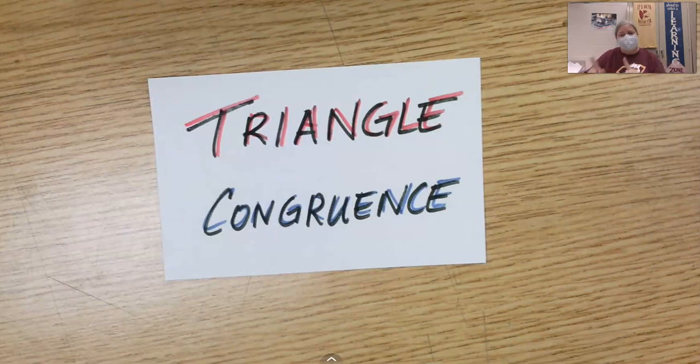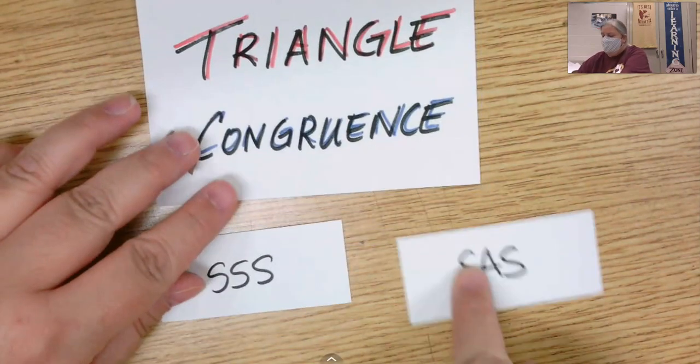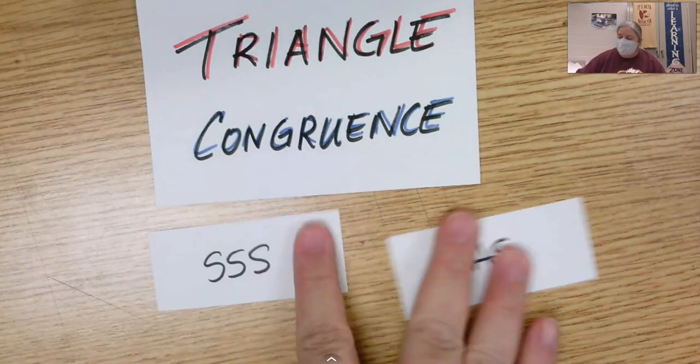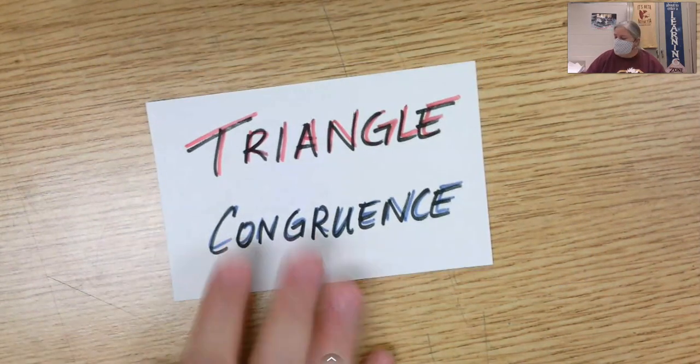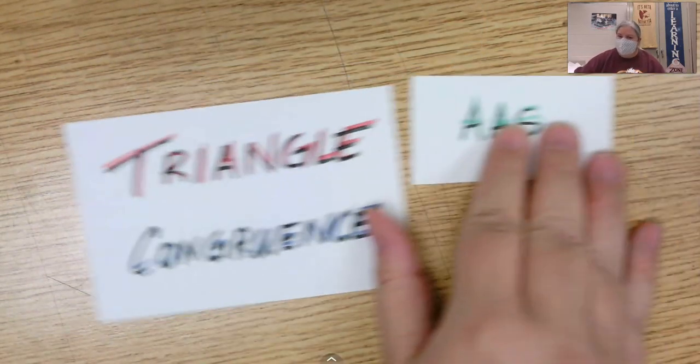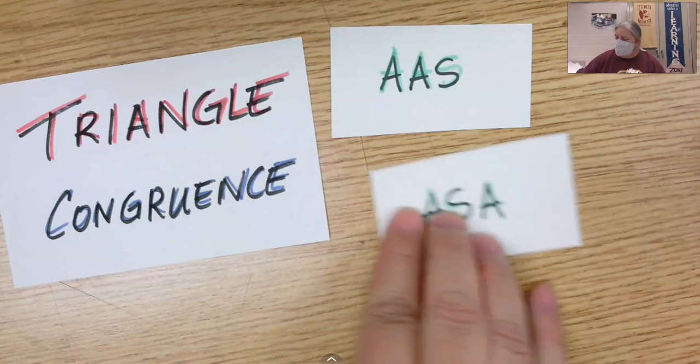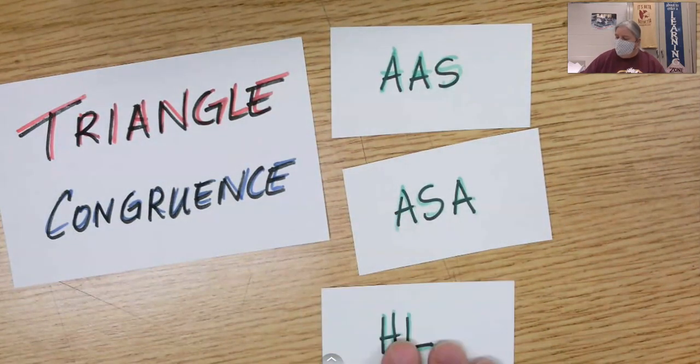And you may have come here from my last video, which was also about triangle congruence. There are 5 triangle congruence postulates and theorems. The other video was about side, side, side, and side, angle, side. This video, we're going to start talking instead about angle, angle, side, angle, side, angle, and hypotenuse leg.